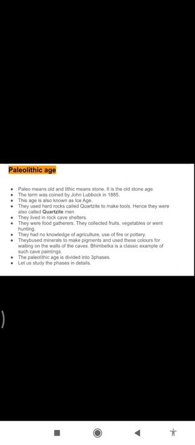Now we will discuss our first age, that is the Old Stone Age or the Paleolithic Age. Paleo means old and lithic means stone. Hence Paleolithic culture is the Old Stone Age culture. The term Paleolithic was coined by the archaeologist John Lubbock in 1865. The Paleolithic age spanned from 5 lakh years ago and continued up to around 10,000 BC. During this period, man used hard rocks called quartzite to make various tools. So they were also called quartzite men.